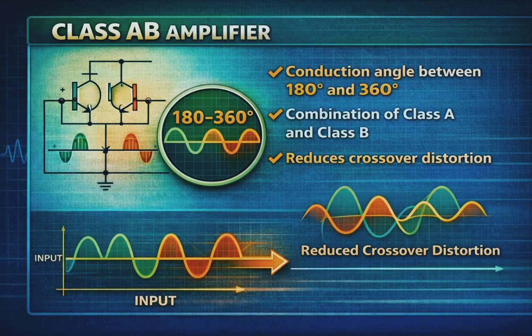Class AB amplifier. To solve the problem of crossover distortion in Class B amplifiers, engineers developed the Class AB amplifier. Class AB amplifiers combine the advantages of Class A and Class B. In this amplifier, the conduction angle lies between 180 degrees and 360 degrees. This means each transistor conducts slightly more than half of the signal cycle. Because of this overlap, crossover distortion is significantly reduced.